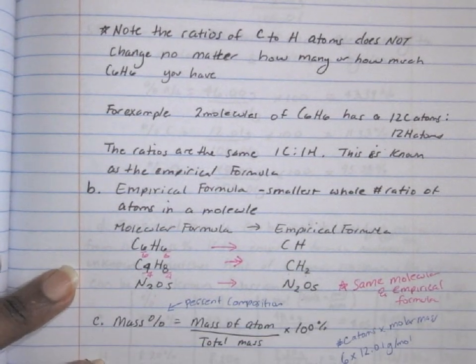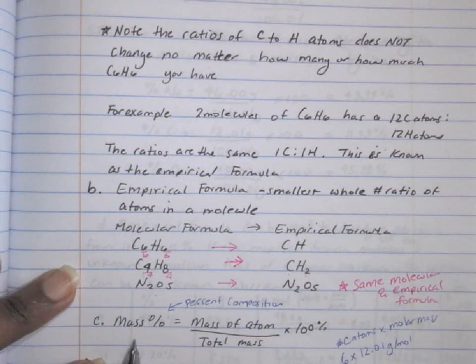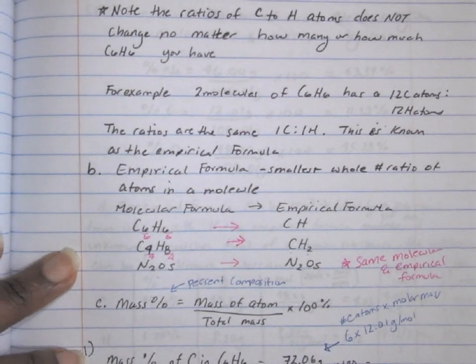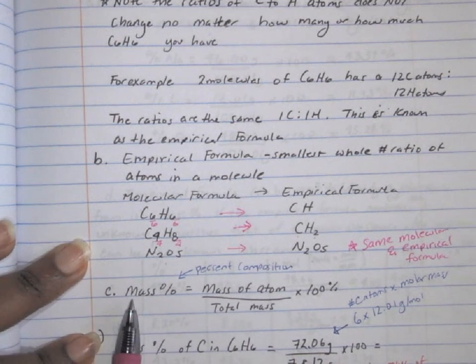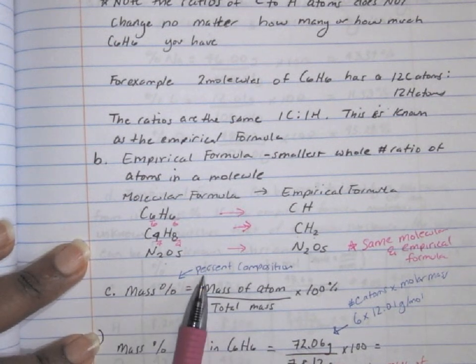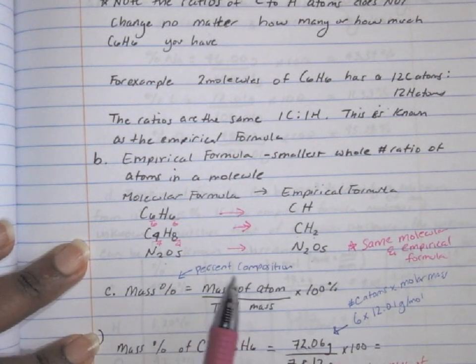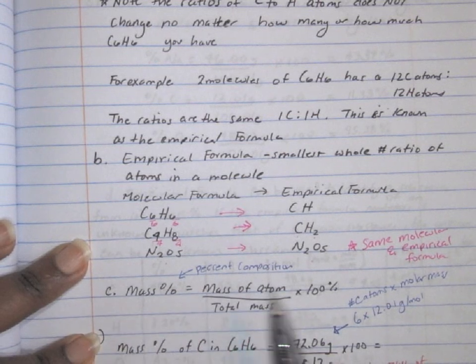Because what we're going to do is learn how to calculate the empirical formula from the mass percent. So let's first talk about what the mass percent is. Just like any percent, it's going to be a part over the whole. The mass percent is a type of percent composition, the percentage of what it's composed of.